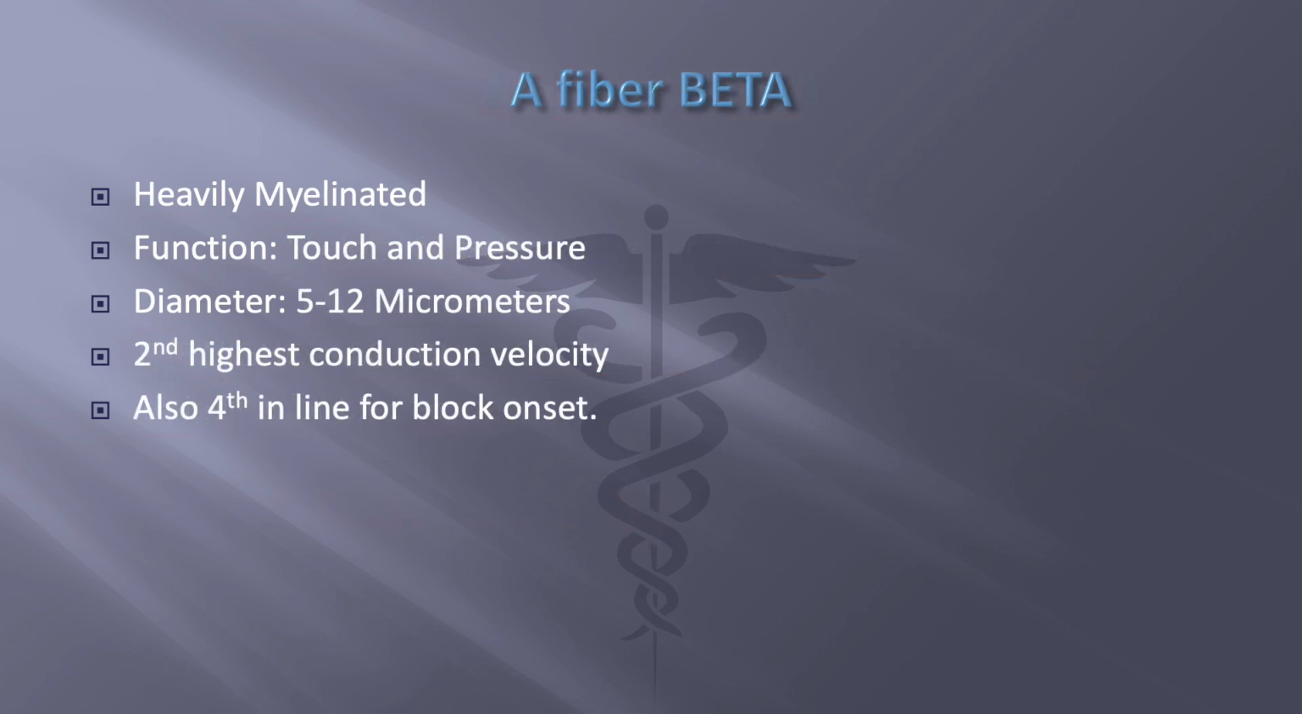All right, A fibers, the beta subtype, they're also heavily myelinated. Their function is touch and pressure. Their diameter is 5 to 12 micrometers, so a little bit smaller than the alpha. They have the second highest conduction velocity, all right? But they're also fourth in line for block onset. So they're still waiting back here, the alpha and beta fibers. They have these three others that have to get blocked before they do.